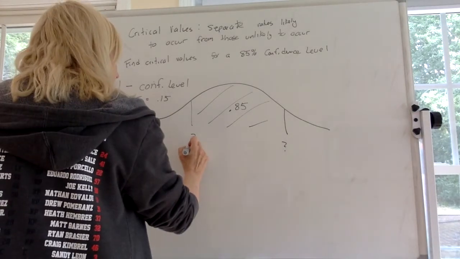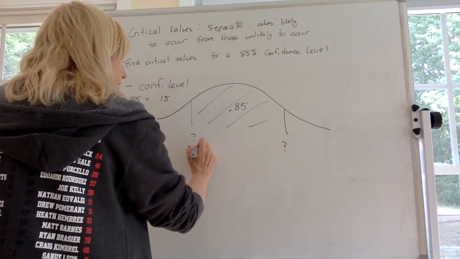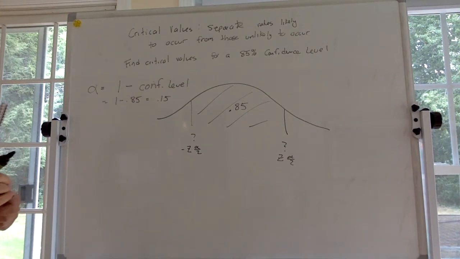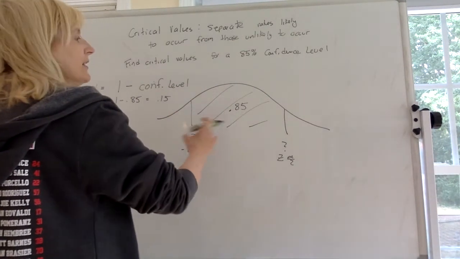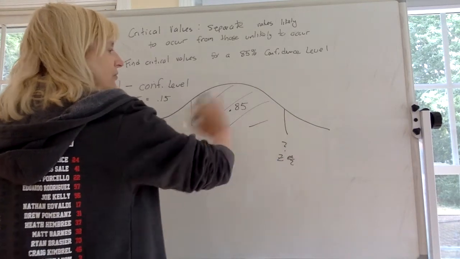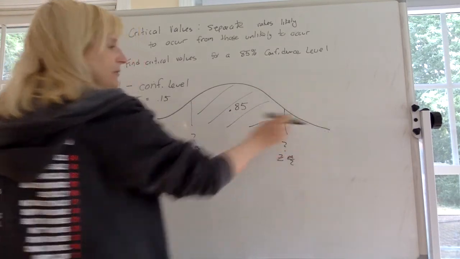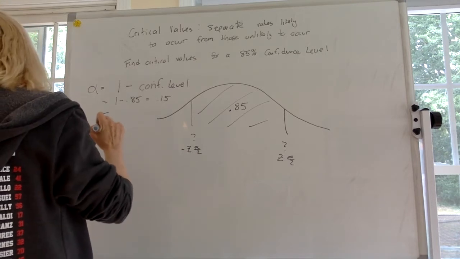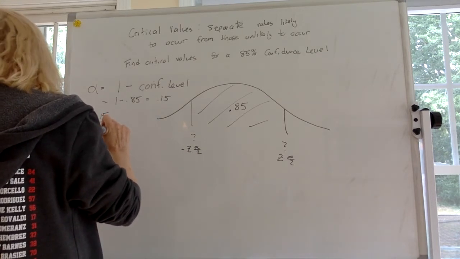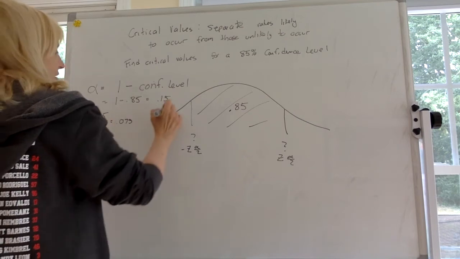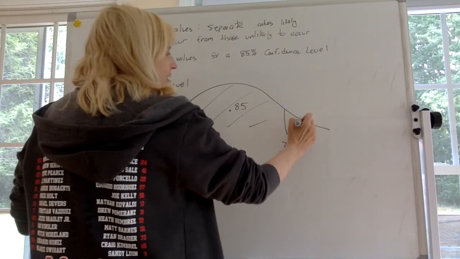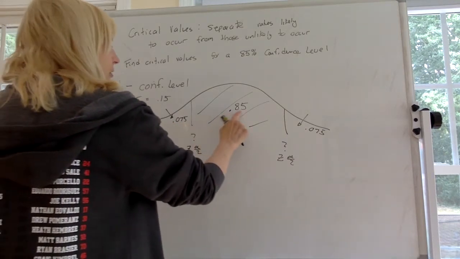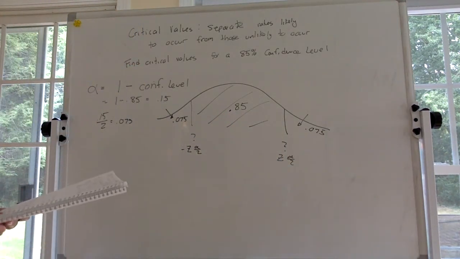Now, we label these z's, because remember, these are z-scores along the x-axis. This one is minus z alpha over 2, and this one is positive z alpha over 2. Why alpha over 2? Well, 15% of the values lie in these two areas, and this is symmetric, so half of 15% is here and half of 15% is there. What is 0.15 divided by 2? It's 0.075. So this area is 0.075, and the area over here is also 0.075. If you add 0.075 plus 0.85 plus 0.075, you get 1. That's what you want: the total area equals 1.